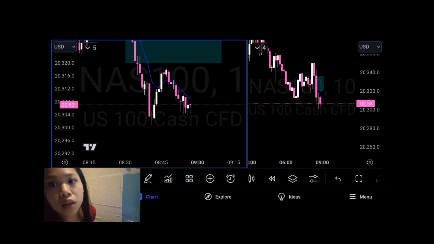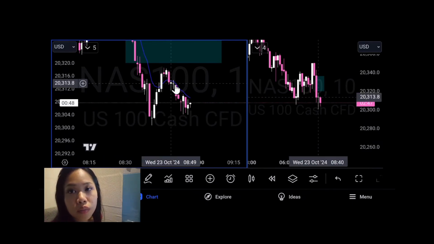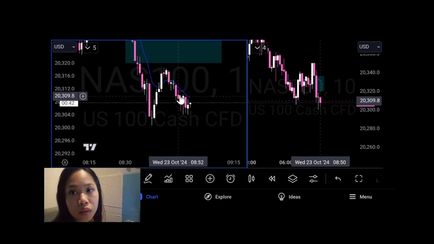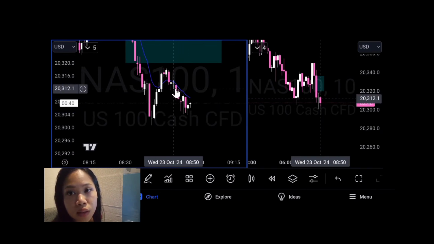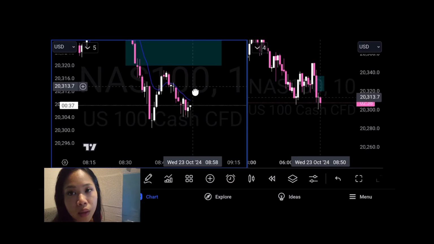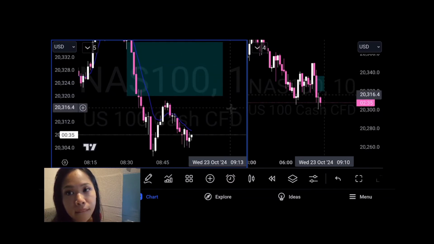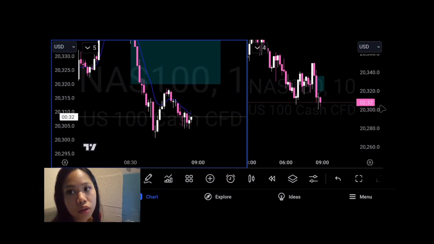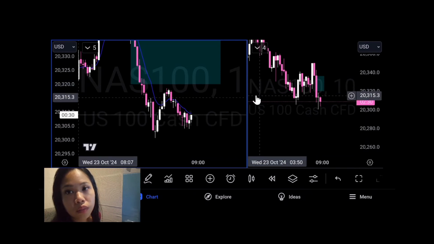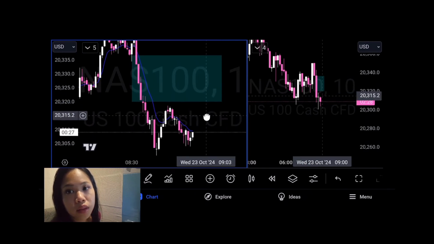Price is respecting this EMA, this 9 EMA at the 1 minute chart. So for the past almost 10 minutes, price has been respecting this EMA. Still not convinced.